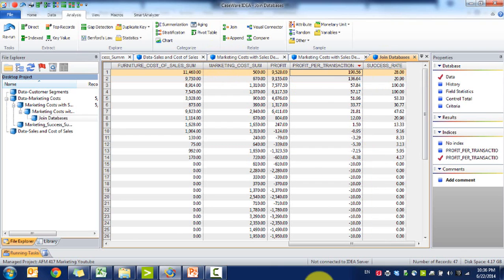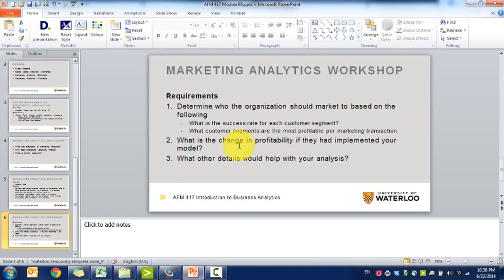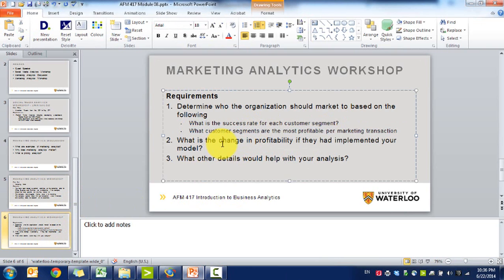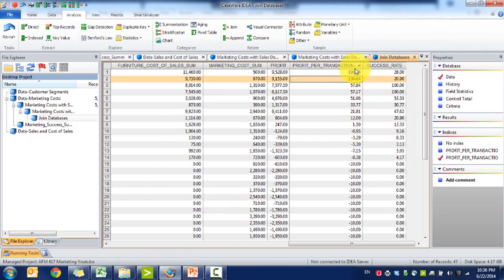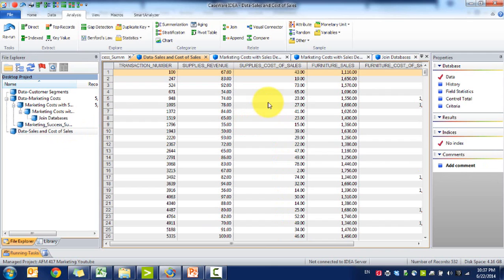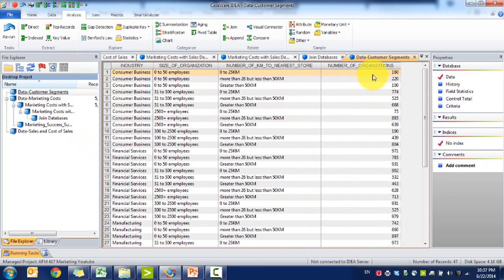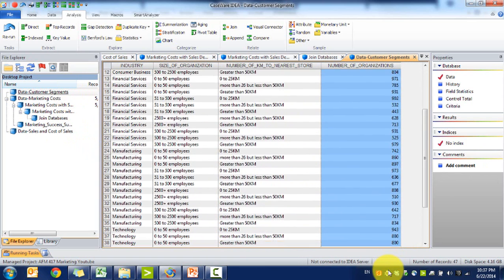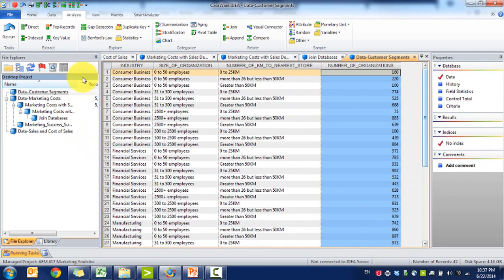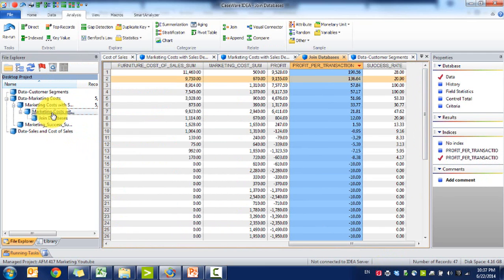So that's interesting. So we've tackled 1B, and now what is the change in profitability if they had implemented your model? So now we essentially want to figure out how we can change this. We know that, according to this customer segment, there's only a certain number of organizations we can actually market to. So let's do this.